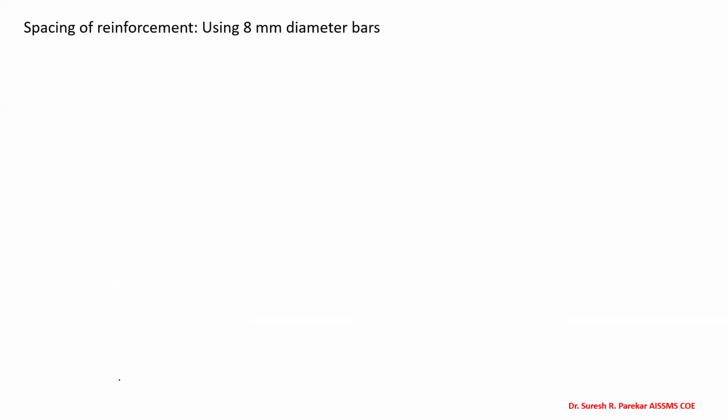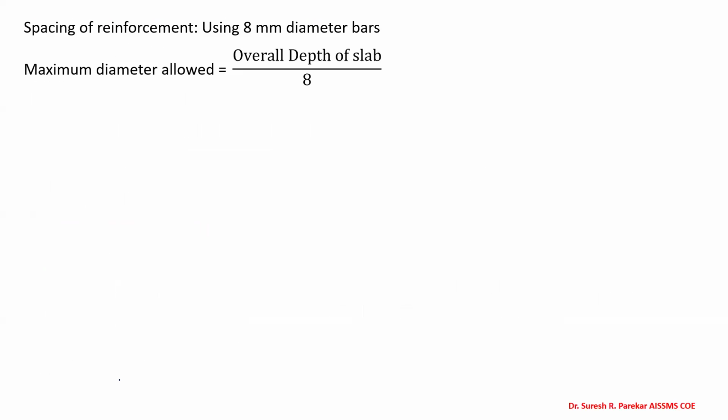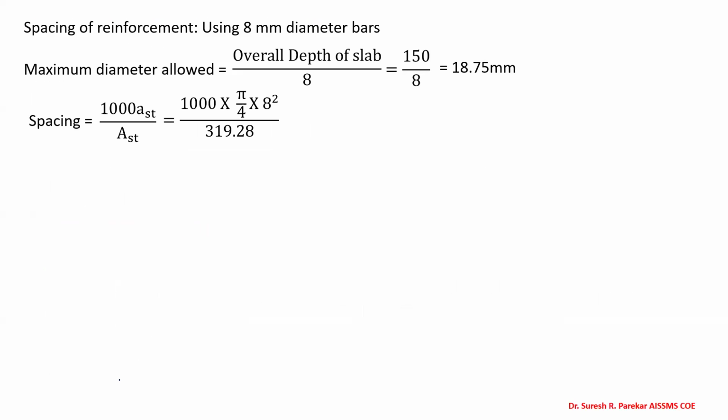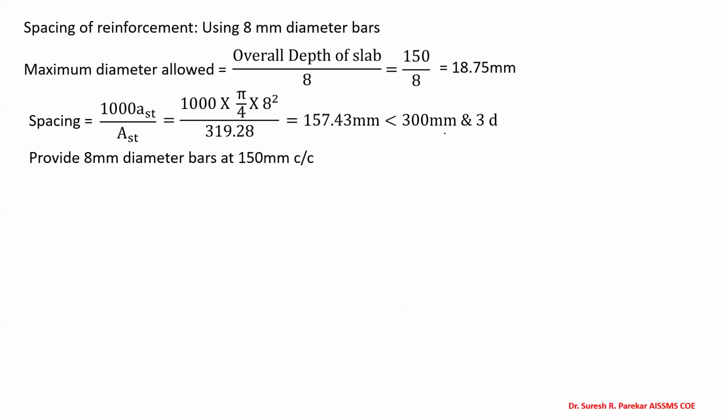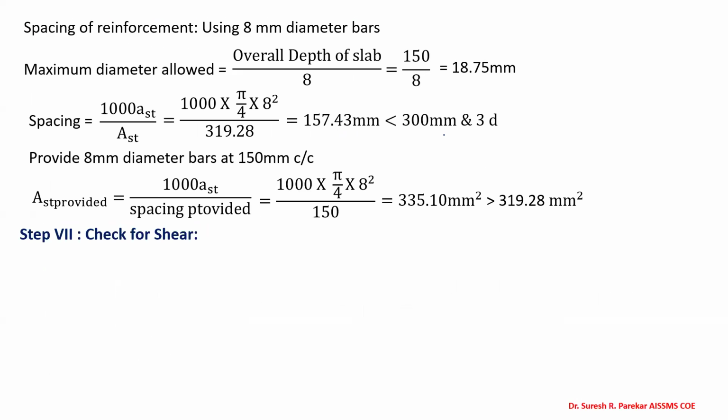Then find spacing. 8 mm diameter we have used. So overall depth, maximum diameter we should have is 18. We will never go for this. Then find spacing. So we have 157. You can go for 10 mm also, no problem. And then we have this value, that is 8 mm diameter bars at 150 mm center to center. Then we have AST provided. We have calculated which got as 335.1 mm square, greater than 315, which is AST required.